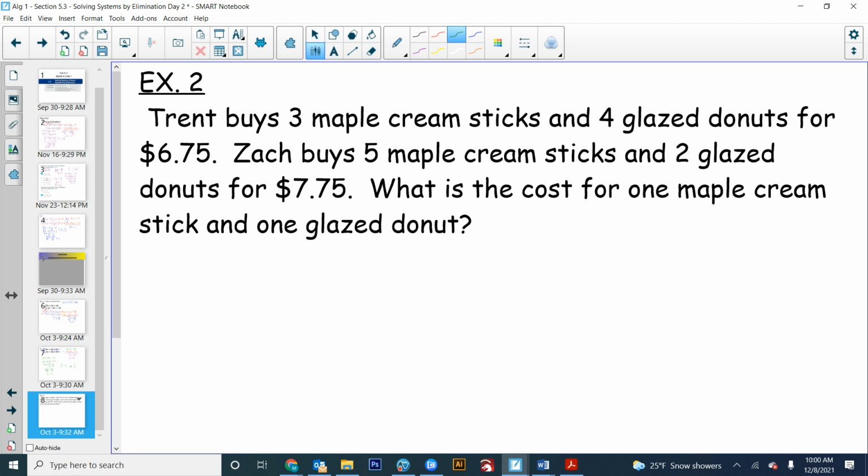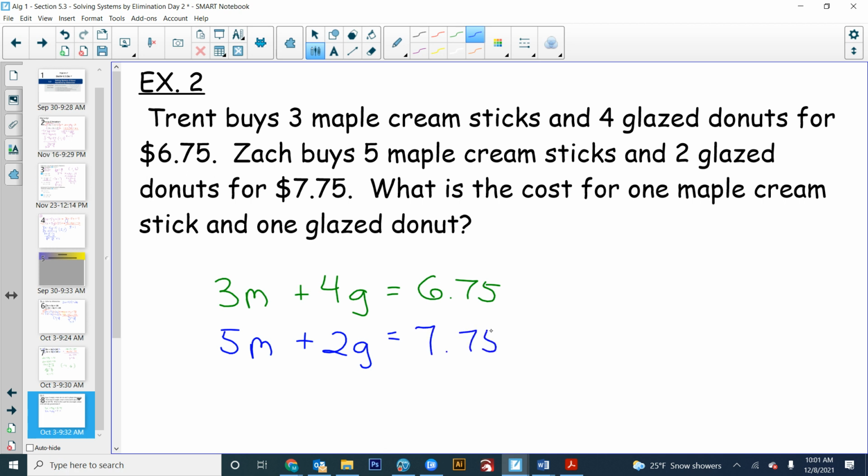So, 3 maple cream sticks plus 4 glazed donuts equals $6.75. Are you guys able to do that? Okay. Turn that into an equation like that. Zach buys 5 maple cream sticks and 2 glazed donuts, and it costs $7.75.